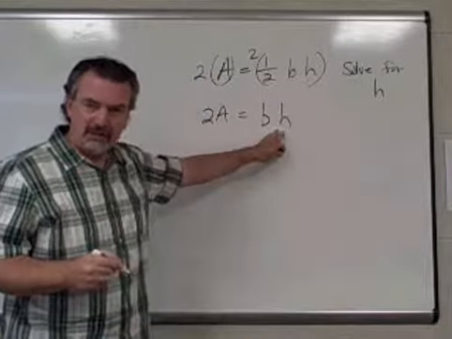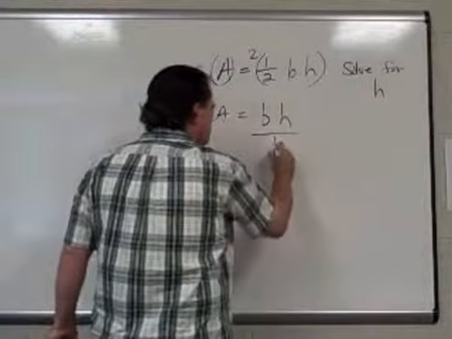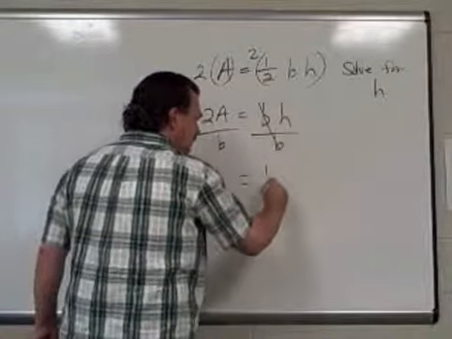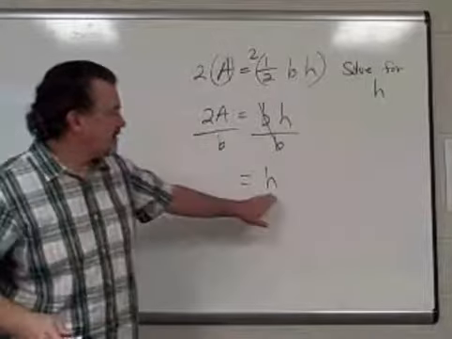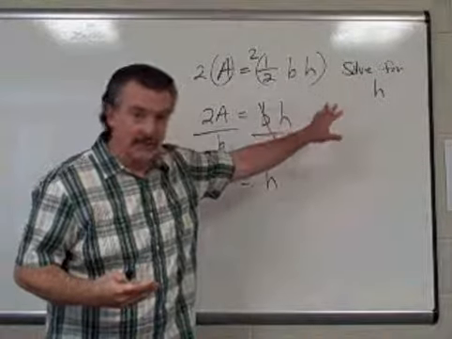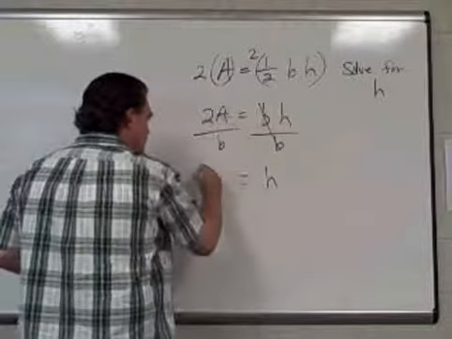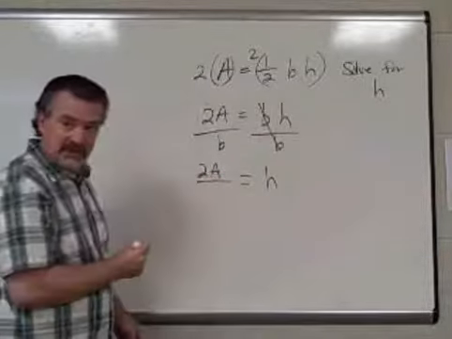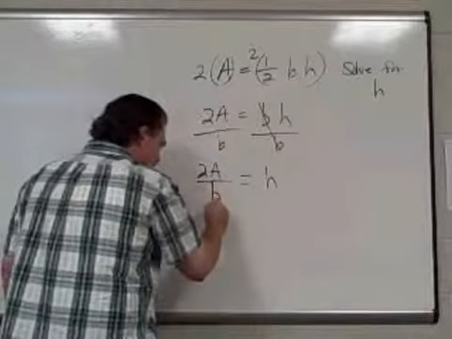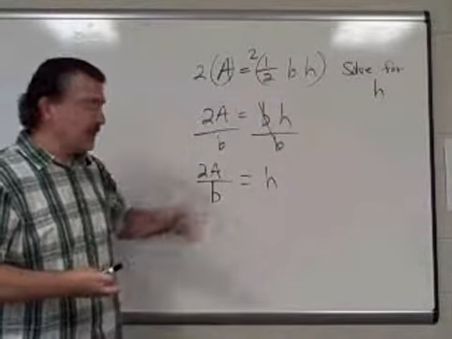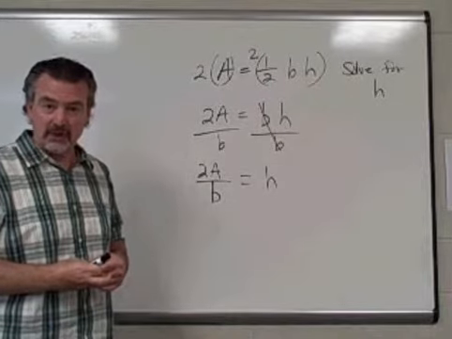And now I'll divide both sides by B. Because B over B will give me 1. 1 times H is H. I have isolated H. I've solved for H. And the formula for the height is to take twice the area when somebody tells us what it was, and divide it by the base of that triangle when somebody tells us what that was, and then we can know what the height of the triangle was.